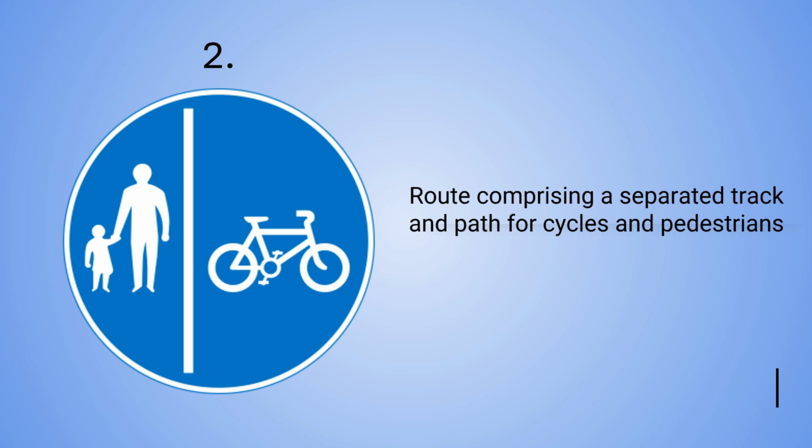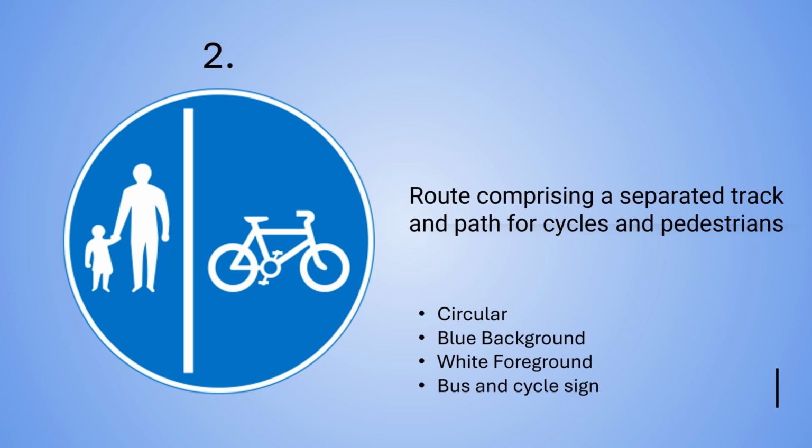Sign number 2 means route comprising a separated track and path for cycles and pedestrians. The sign is circular or round in shape on a blue background with a white foreground, and it's a bus and cycle sign. If you have a look at the sign, you can see there's clearly a line separating pedestrians from cycles.